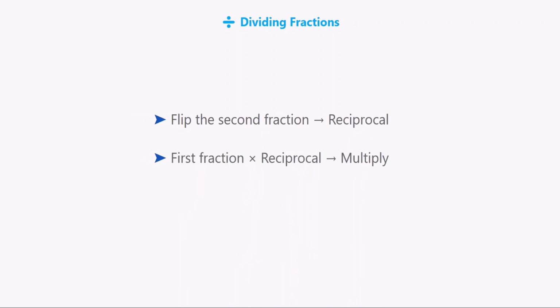Dividing fractions is simple once you know the trick. Rule 1. Flip the second fraction. Take its reciprocal. Rule 2. Multiply the first fraction by the flipped fraction. Let's do an example together to see it in action.